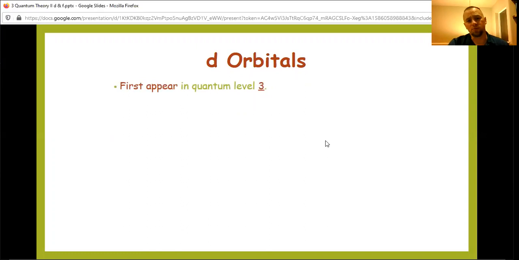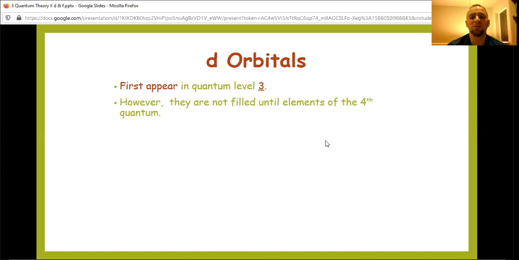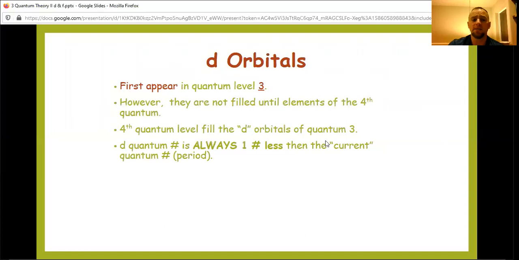So let's take a look at the d orbitals. The d orbitals first appear in quantum level 3, energy level 3. However, those orbitals are not filled until elements of the fourth quantum, or elements that are in the fourth period on the periodic table. That fourth quantum level fills the d orbitals of quantum level 3. So the principal quantum number for d orbitals is always one less than the period that that element is found in on the periodic table.